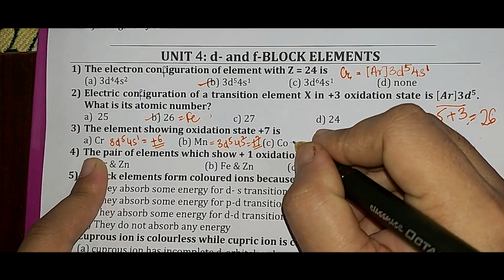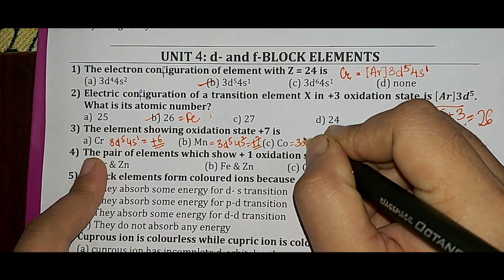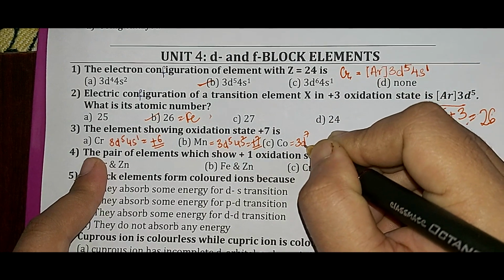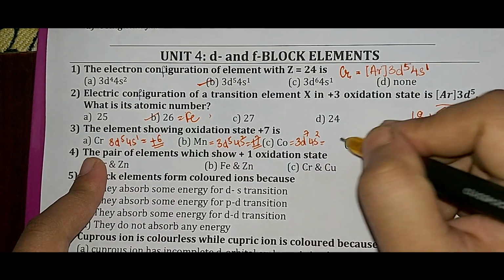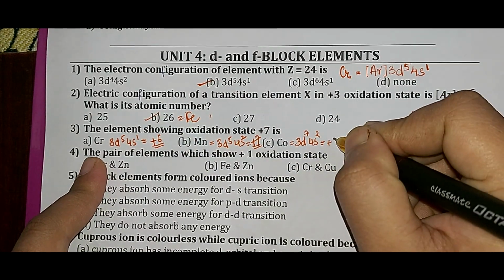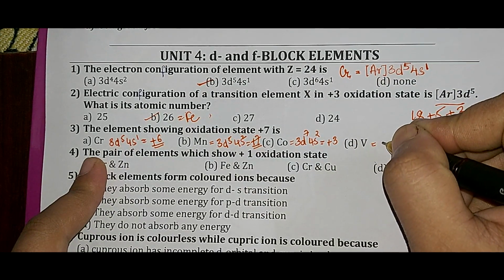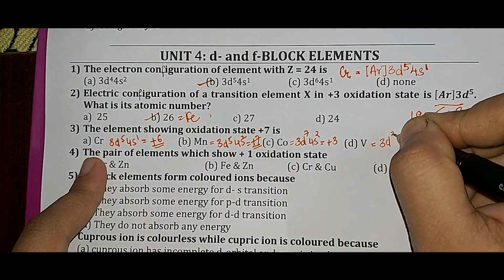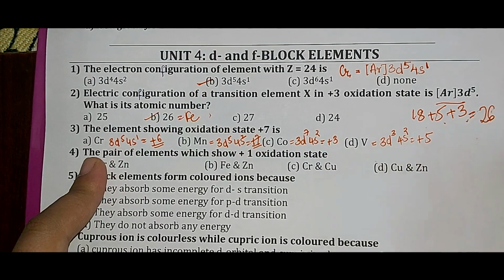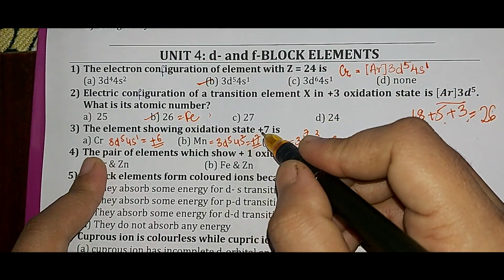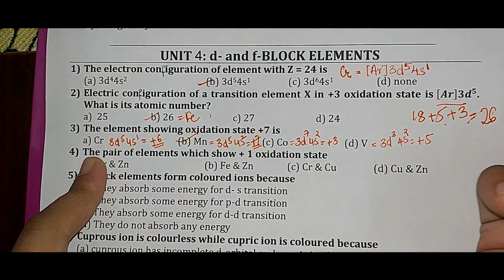If you consider cobalt, it has atomic number 27 and its electronic configuration is 3d7 4s2, so cobalt can exhibit a maximum oxidation state of +3. For vanadium, the atomic number is 23, so its electronic configuration is 3d3 4s2, and it can exhibit a maximum oxidation state of +5. So the one which can exhibit oxidation state +7 is option B, manganese.